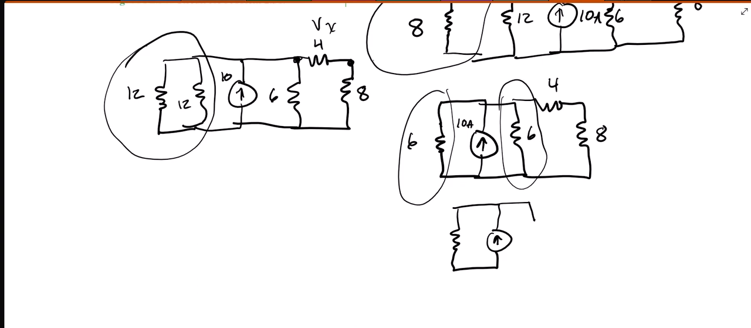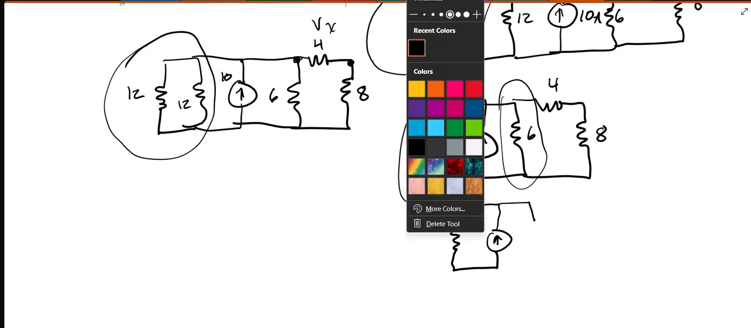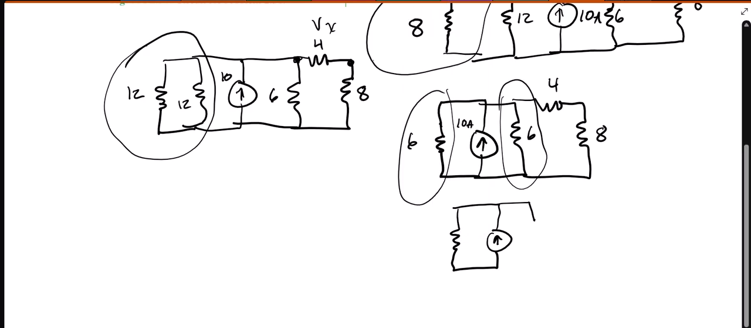Am I crazy? Is there no longer an eraser up here in my drawing tools? I don't think I'm crazy. Do y'all see one? There it is. Okay.